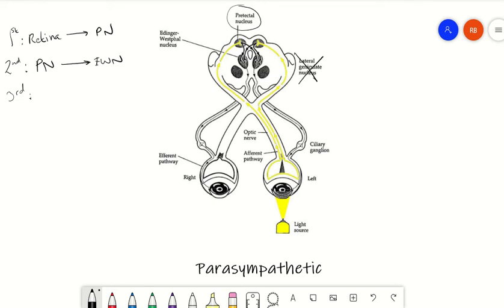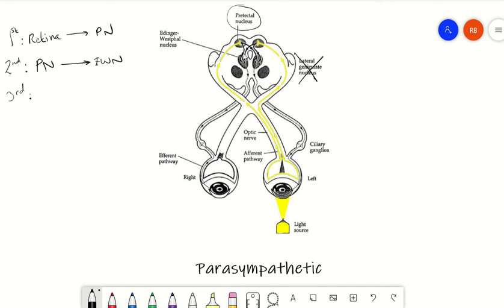Now the third order neuron: the EWN then supplies the preganglionic parasympathetic fibers to the oculomotor nerve, cranial nerve 3, and this traverses the cavernous sinus and enters the orbit via the superior orbital fissure to synapse at the ciliary ganglion. That's a bit of a hefty step, so let's break that down.